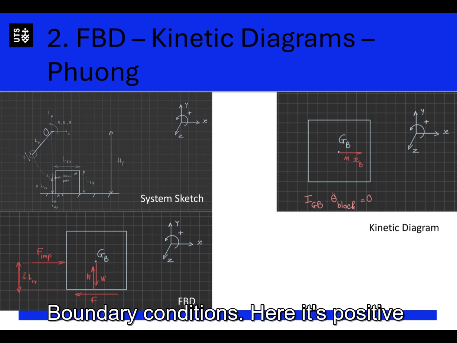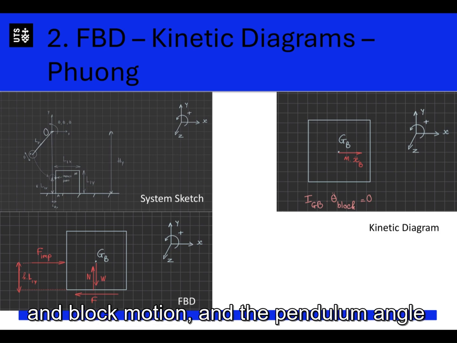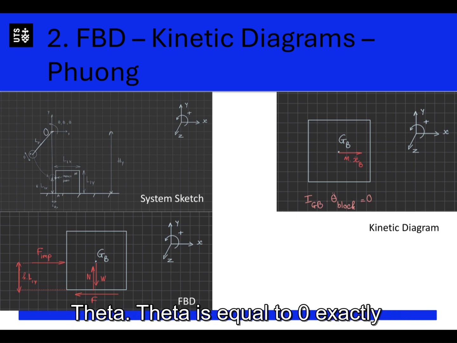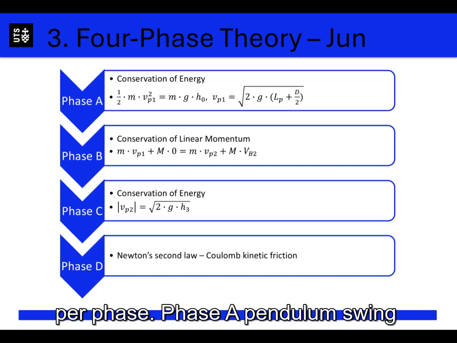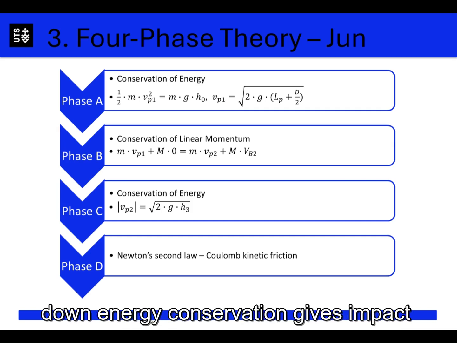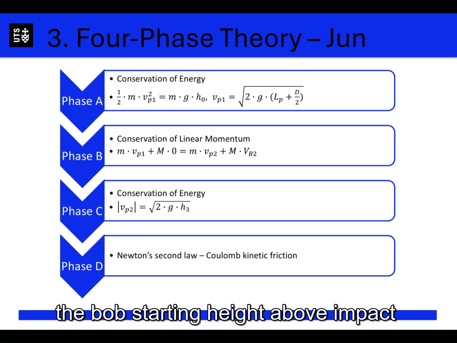Boundary conditions: positive x is rightward, the direction of swing and block motion, and the pendulum angle theta is equal to 0 exactly at impact. Four classical principles, one per phase. Phase A, pendulum swing down: energy conservation gives impact velocity V_P1 equals square root of 2 g H0, where H0 is the bob starting height above impact.